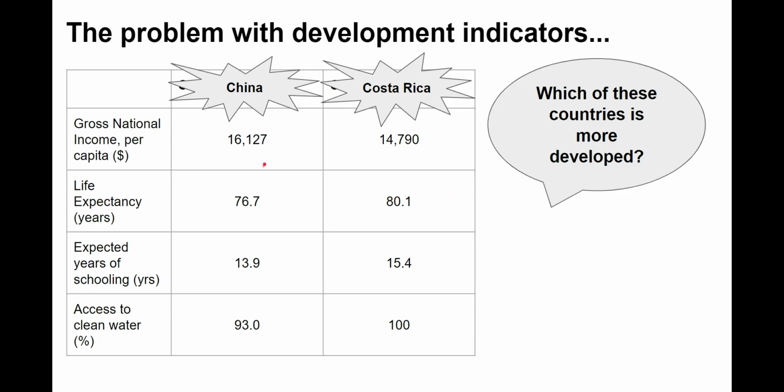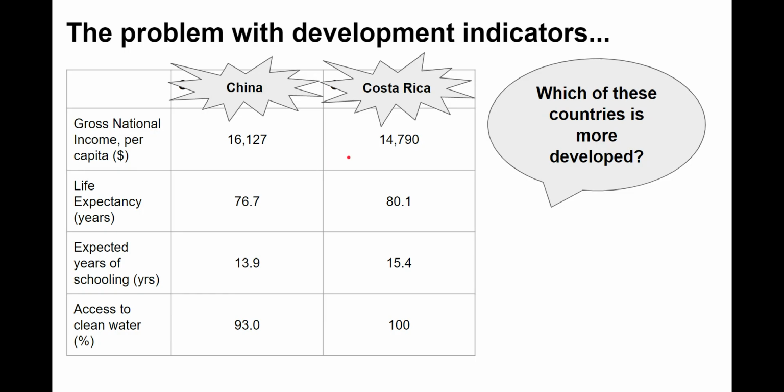If we used just one development indicator, we might have ended up with a different impression about whether we thought China or Costa Rica was more developed. It's unfair because if we only use one development indicator on its own, that tells us something about one small, tiny aspect of a country. It doesn't tell us much about the whole country, and it doesn't tell us everything we need to know about what it's like to live in that country.